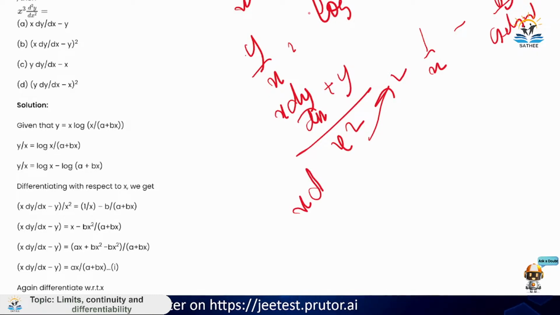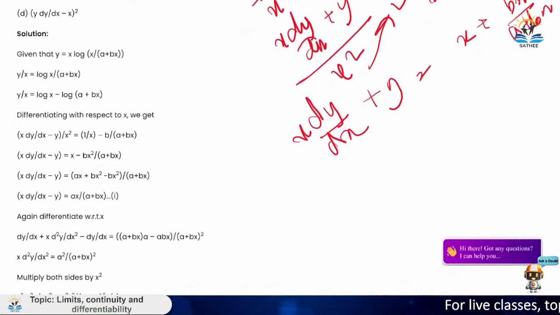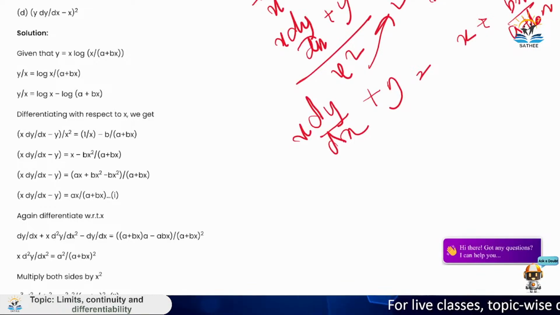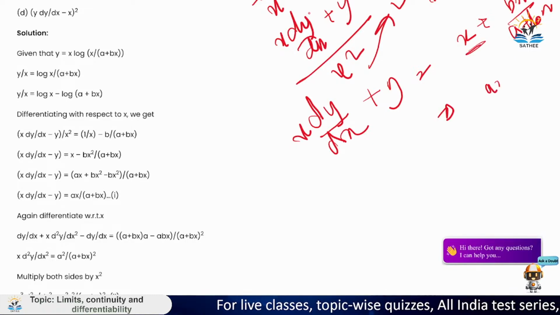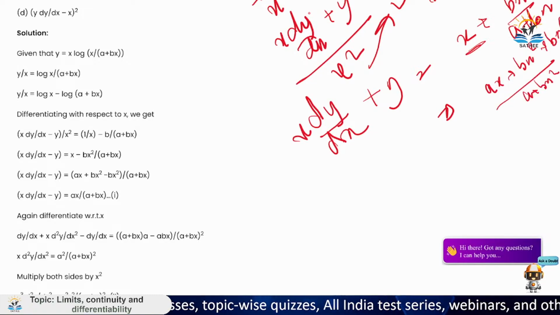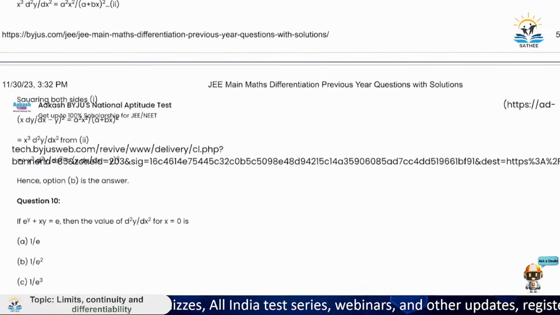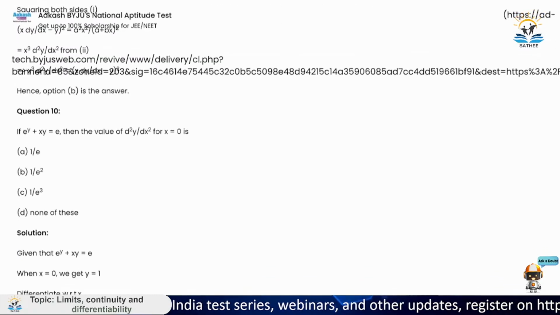Okay, so I've been told that I have to end the session earlier. So let's end it with this question. So what we get is x plus x into dy by dx plus y is equal to x plus bx square upon a plus bx. And now by differentiating again, so let's take a common factor here. So we get ax plus bx square plus bx square upon a plus bx whole square. So this is the equation, and you can see the solution, guys. I think it's easier, and by differentiating, we'll get a value here.